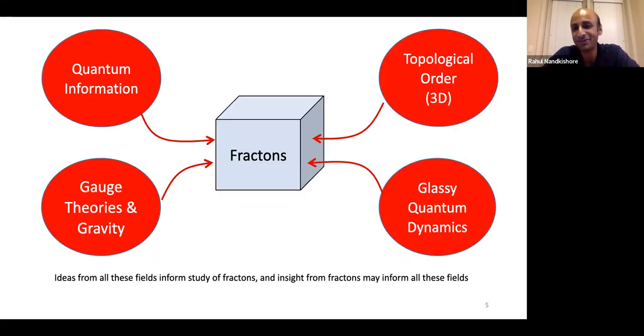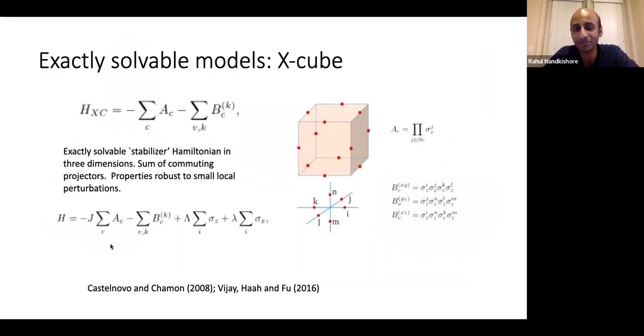And it's a topic that really connects to a lot of different areas of physics. So quantum information, I mentioned already, condensed matter, topological order, glassy dynamics, gauge theories and gravity, and all of these different areas connect to the study of fractons. And as this intro goes on, I'll explain how this topic connects to all of these different areas. But I think I should actually give you a concrete example of what a fracton phase is and how it works, so you know what I'm talking about.